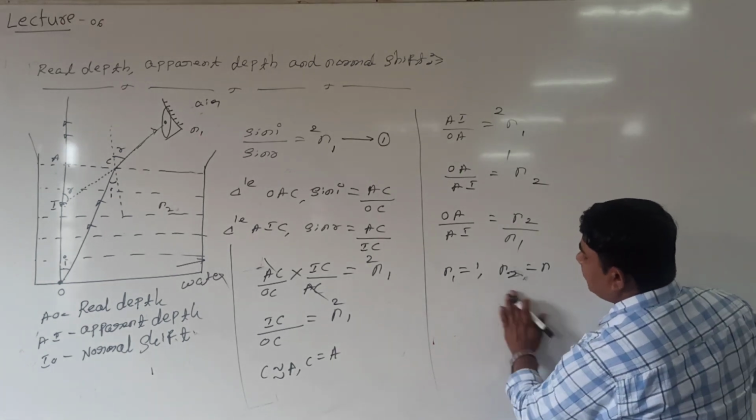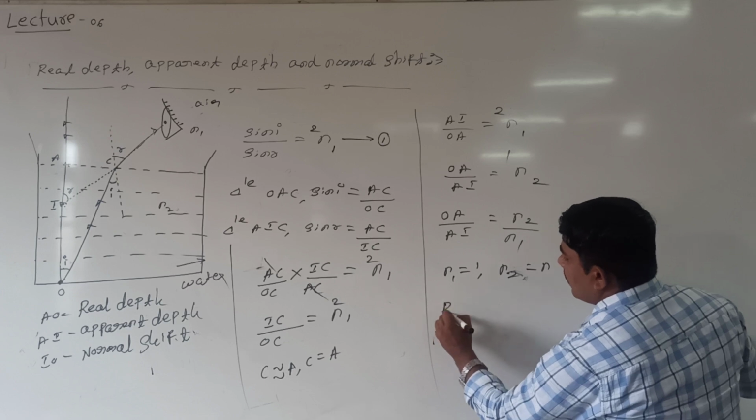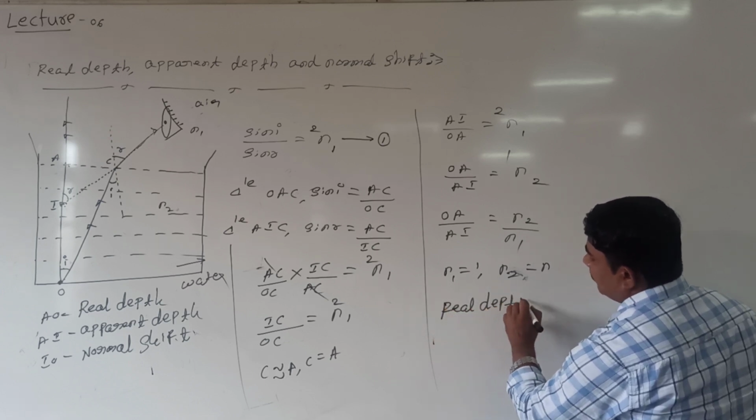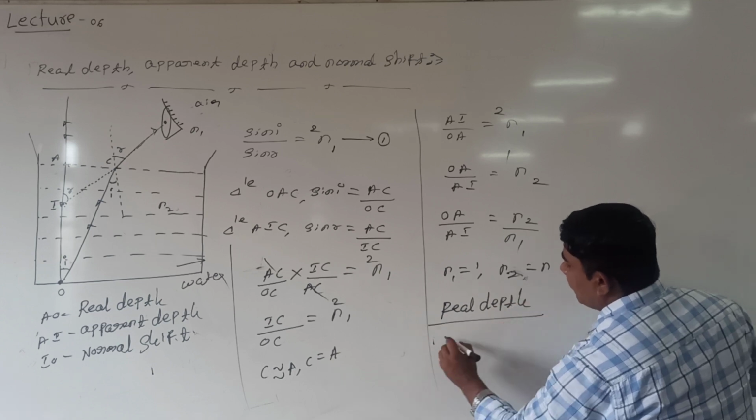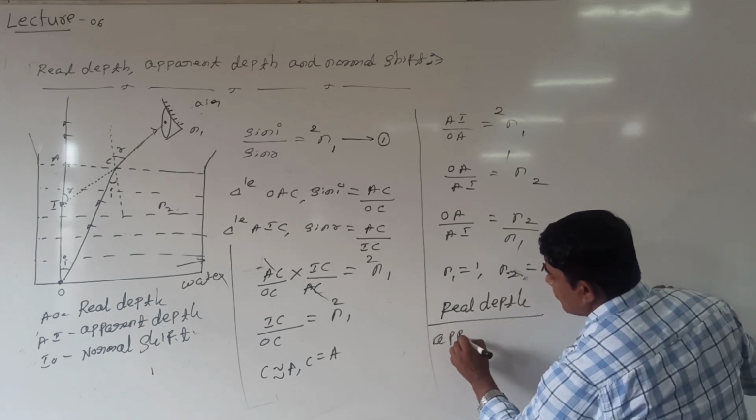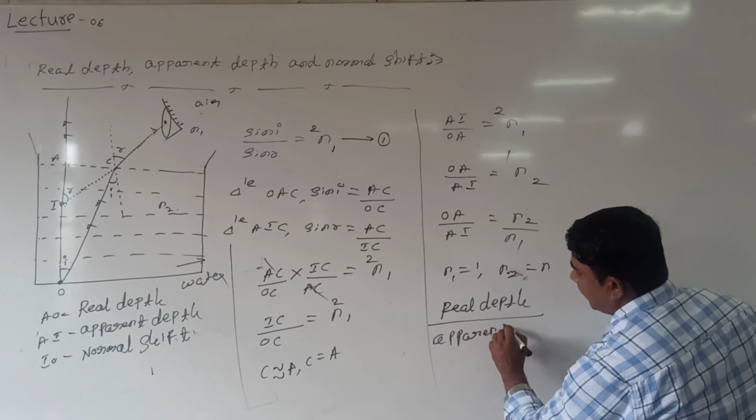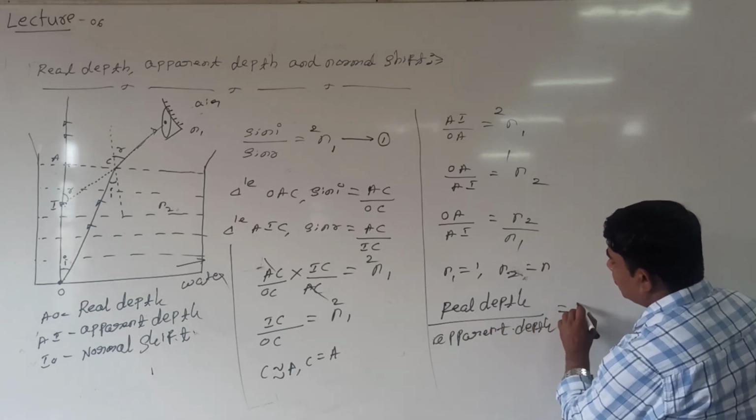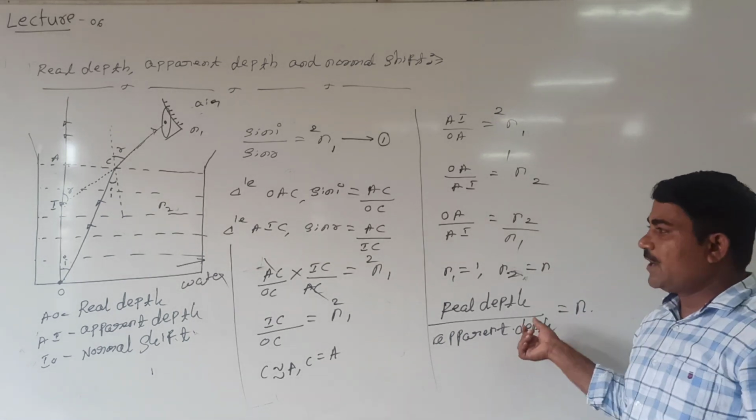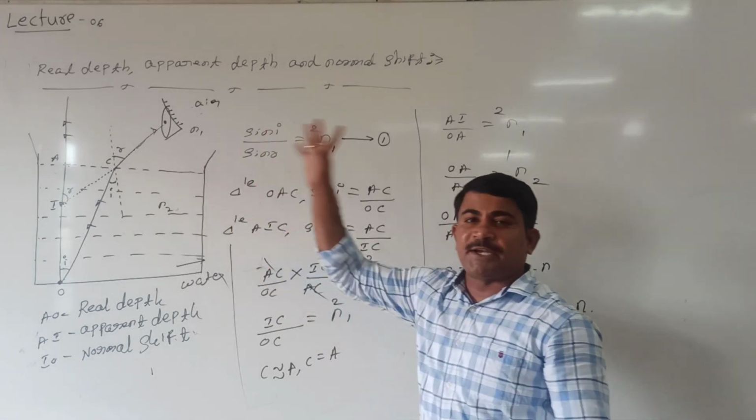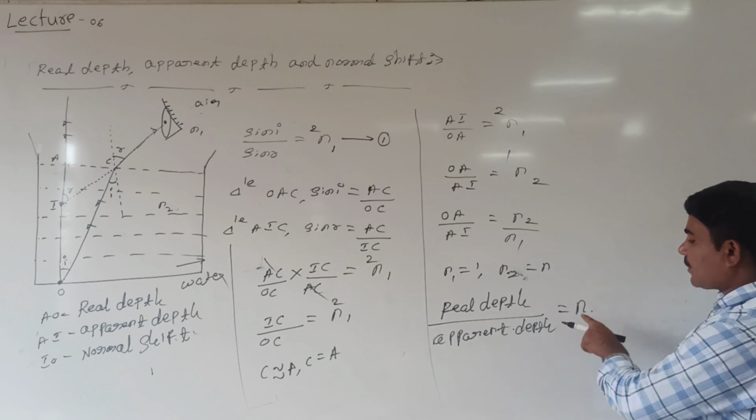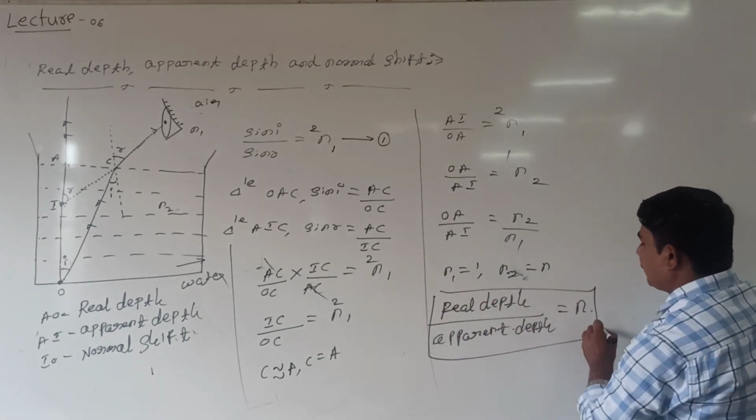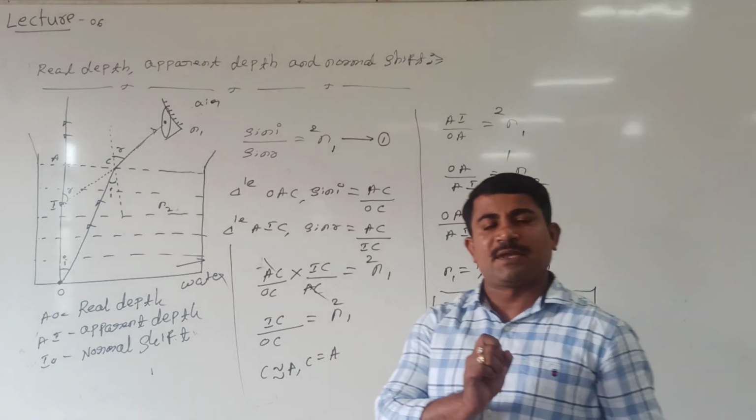Shall I take it directly here? I can take real depth divided by apparent depth equal to the refractive index. It is the refractive index of the denser medium with respect to air. If we take the refractive index of the denser medium with respect to air, then real depth divided by apparent depth is equal to the refractive index of the given medium.